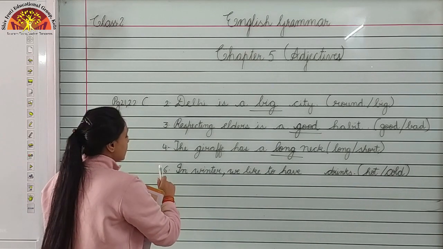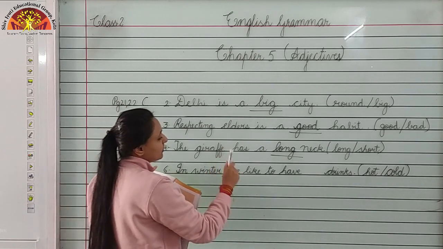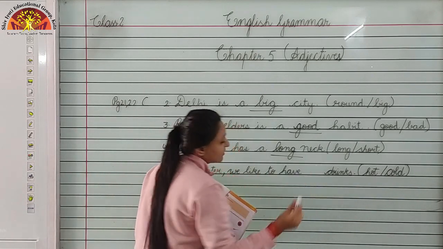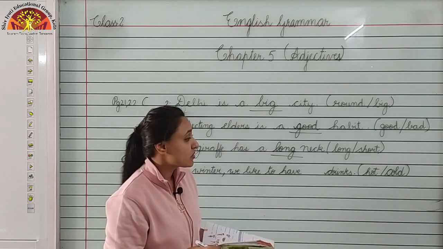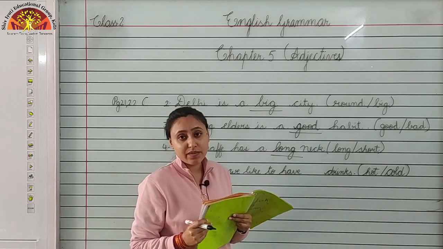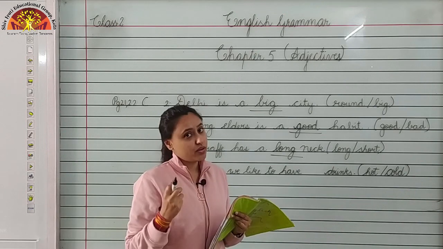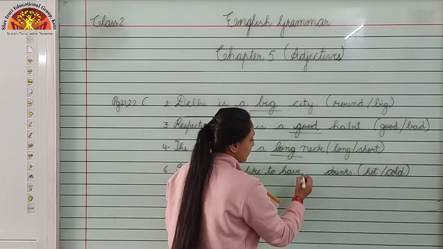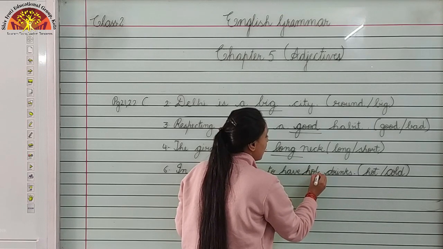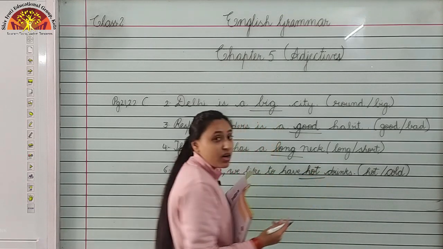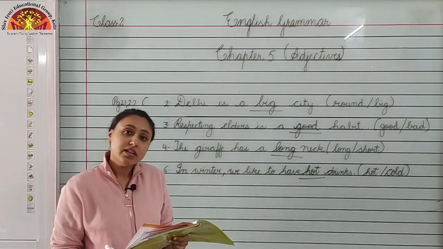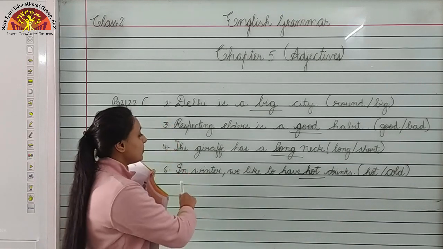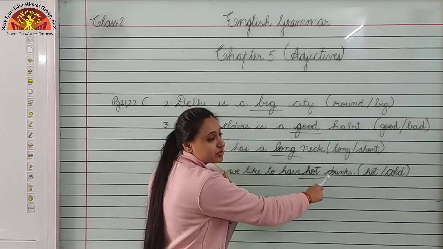Now number 6, in winter we like to have dash drinks. So children, nowadays winter is going on. So what you like to have in winters? Hot tea or hot coffee, right? So we will choose HOT, hot over here. Options given to you are hot and cold. We like hot tea or hot coffee in winters. So in winter we like to have hot drinks.